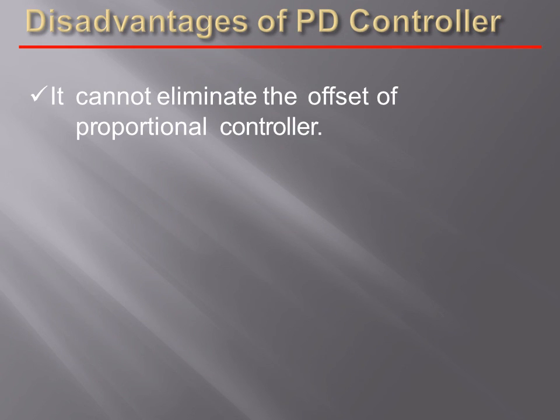Then disadvantages. It has very few disadvantages. Its only disadvantage is that it cannot eliminate the offset of the proportional controller. So this is about PI controller and PD controller, and in the next lecture we will see the third composite controller, that is PID controller.